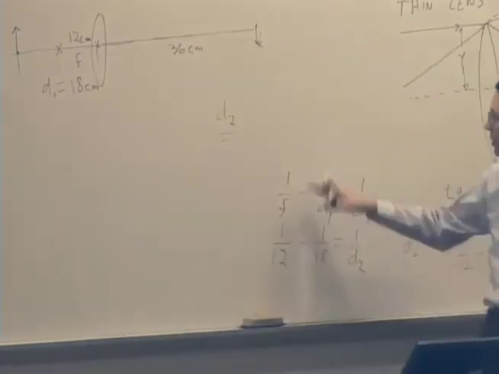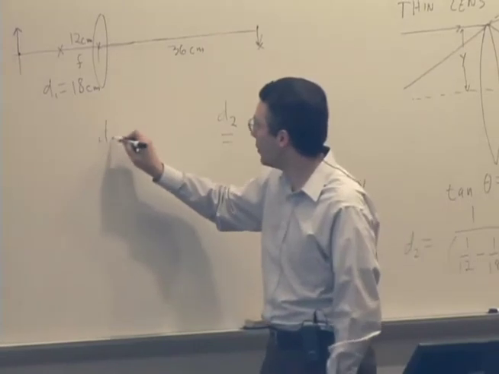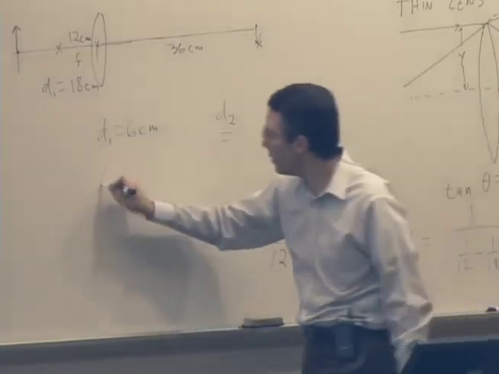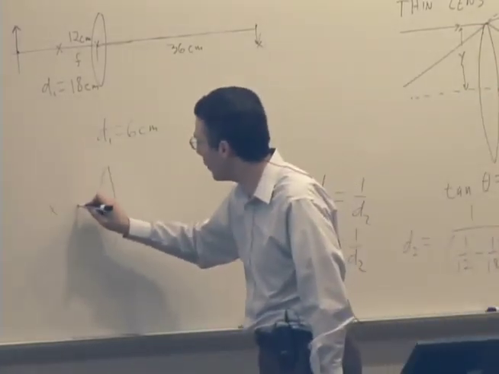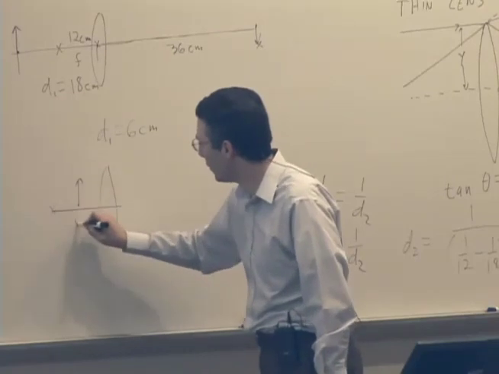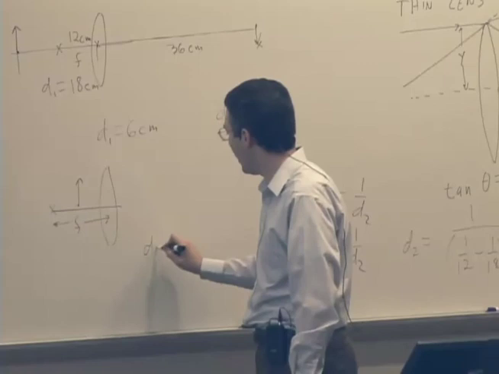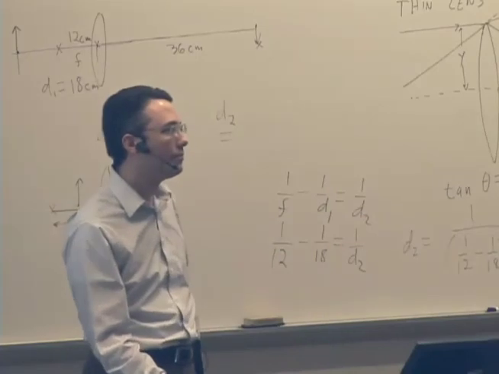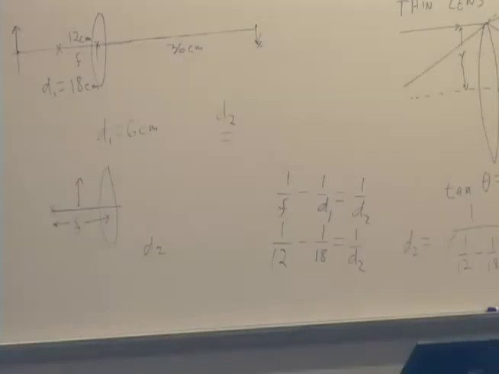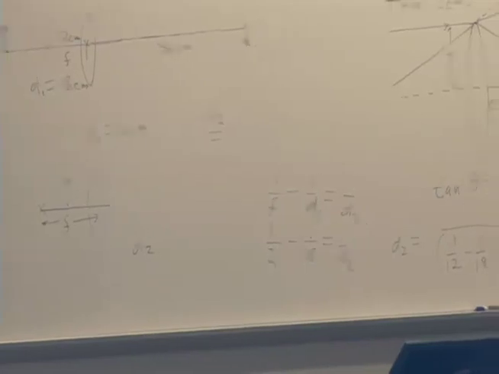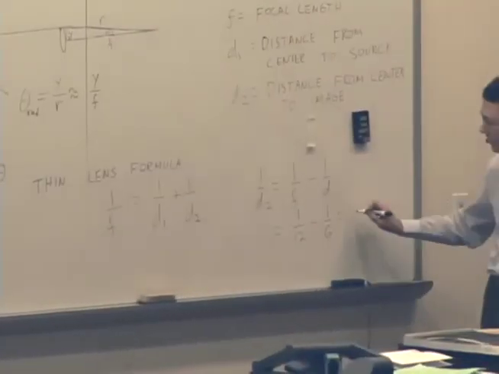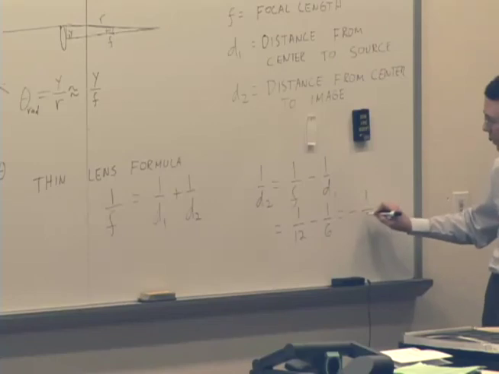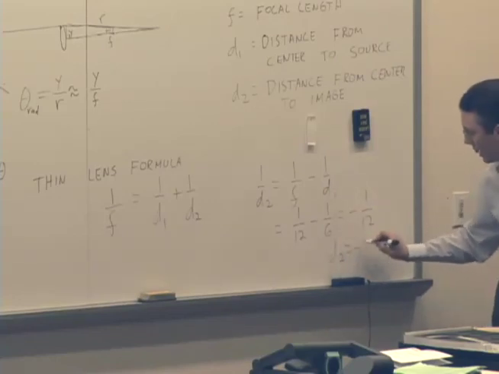What if, same focal length, d1 is equal to 6 centimeters? So now the distance from the object to the lens is less than the focal length. Here's the object, here's the focal length. What are you going to get for d2? Work it out. Well, it should be pretty easy, right? 1 over d2 is going to be equal to what? Not negative 1/6, negative 1/12, right? So d2 is going to be equal to negative 12 centimeters.